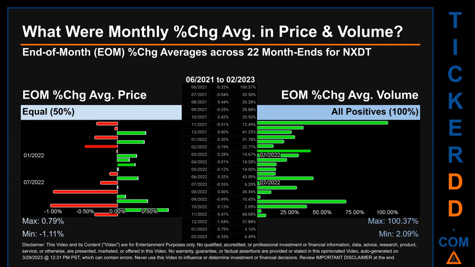From 06/2021 to 02/2023, there was an equal split of monthly percentage change in price across 22 month ends. In terms of volume, 22 out of 22 month ends had a positive percentage change. That is 100% of month ends saw a positive percentage change in average volume. Price saw an end-of-month max of 0.79% in average percentage change along with a minimum of minus 1.11%. For volume, the maximum and the minimum monthly percentage change were respectively 100.37% and 2.09%.